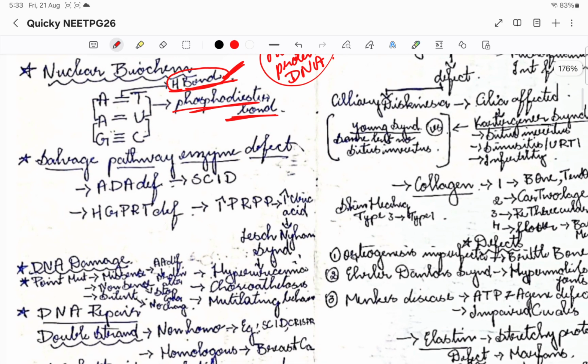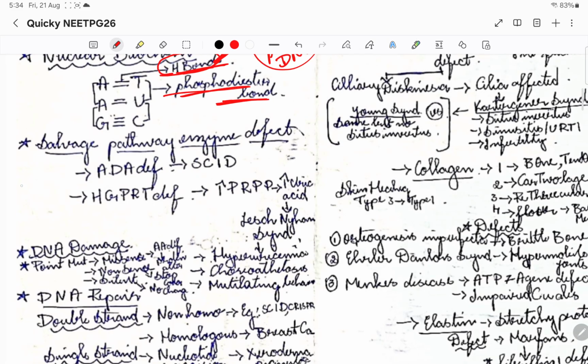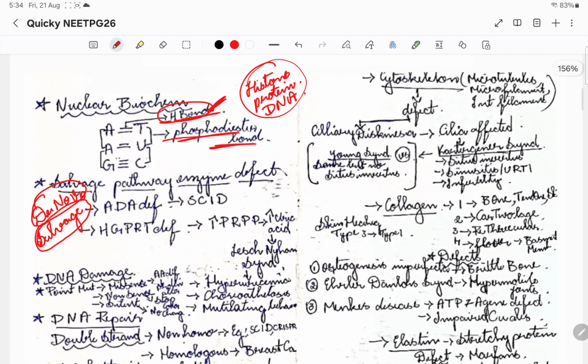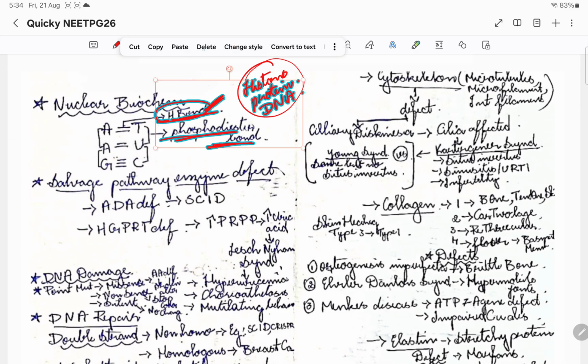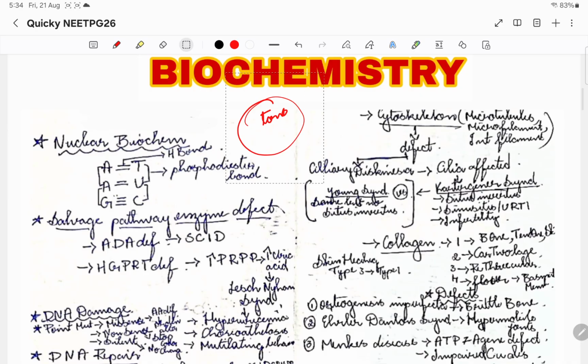Then coming to salvage pathway enzyme defects. So what is this? There are two pathways through which the sugars of the DNA will be produced. One is the de novo pathway. Then the other one is the salvage pathway. Through the de novo pathway, this is a fresh start for the sugar. Then in the salvage pathway, with the already existing sugar, it is gonna recycle and produce the new DNA materials. So if already existing materials are there, then it is gonna follow the salvage pathway.